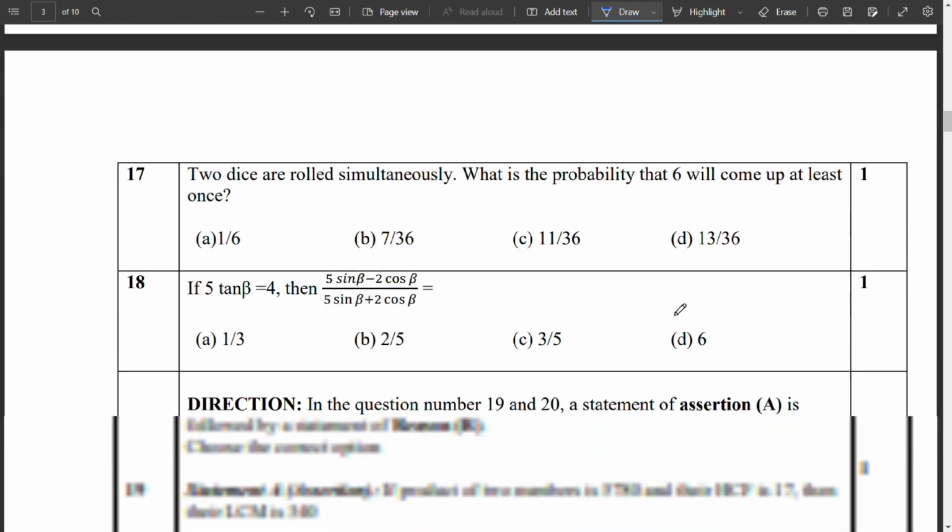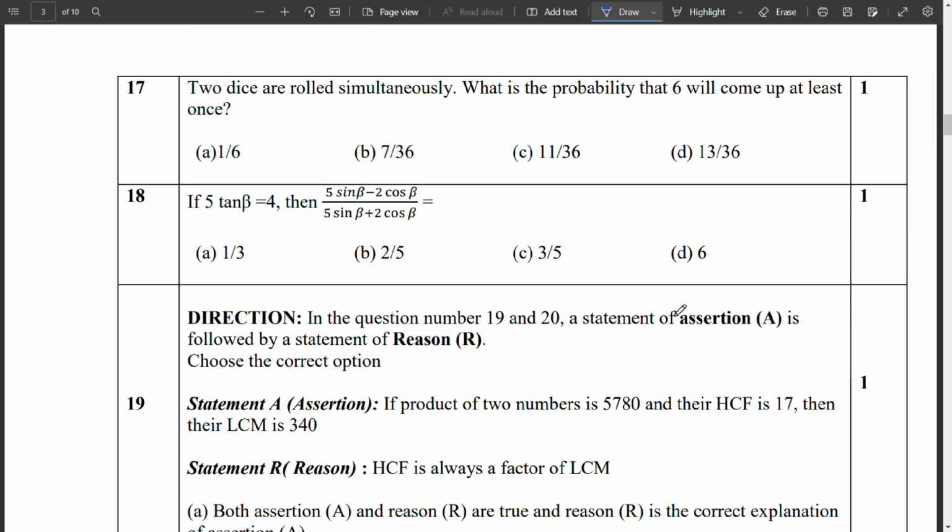So now let's go to the next question. We see question 18 is a trigonometry question. The question is, if 5 tan beta equals 4, then you have to find the value of (5 sin beta minus 2 cos beta) upon (5 sin beta plus 2 cos beta). So you have to find the value of this, and here are the options.